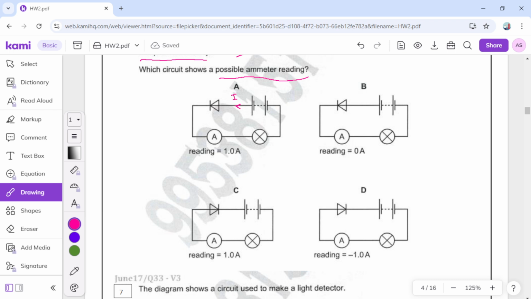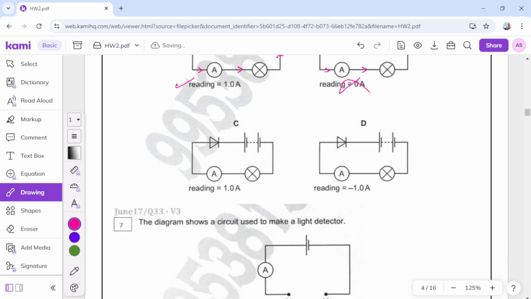So as you see, if I have positive, the current moves from positive to what? To negative. So now I have current in the same direction of diode. Now I have current here. So this will be correct. What about the second one? I have positive, so the current will move in the same direction of diode, as you see. But he said reading is 0, so this will be wrong. So A is correct. Okay.